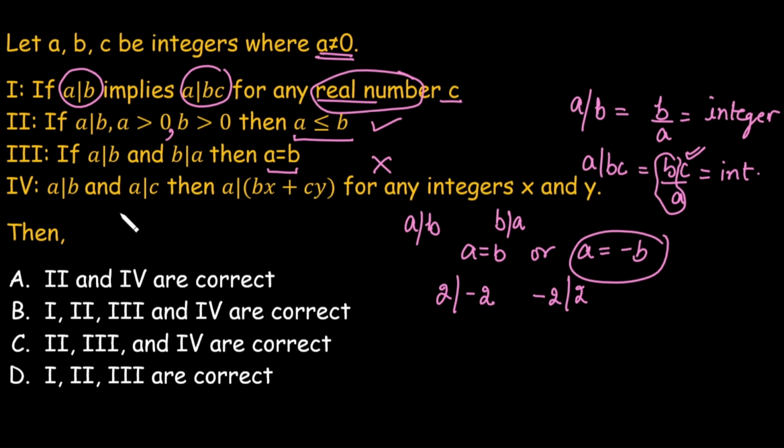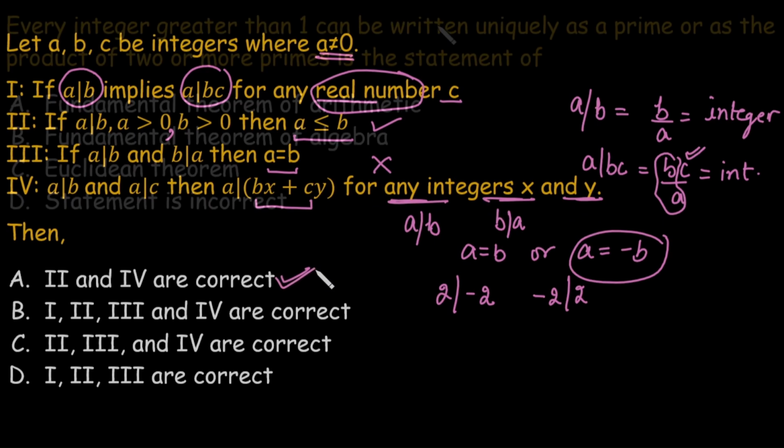Fourth, A divides B, A divides C, then A divides their linear combination for any integers x and y. Now the statement is clearly correct. Hence option A is correct.